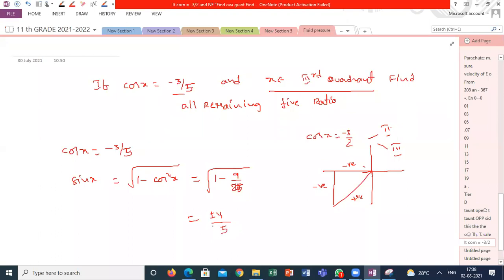So the sign is coming positive as well as negative. In the third quadrant, the sign is negative. So the right answer is sin x is equal to minus 4 by 5. You should not use plus 4 by 5 here. Is it clear, guys, what I'm saying?